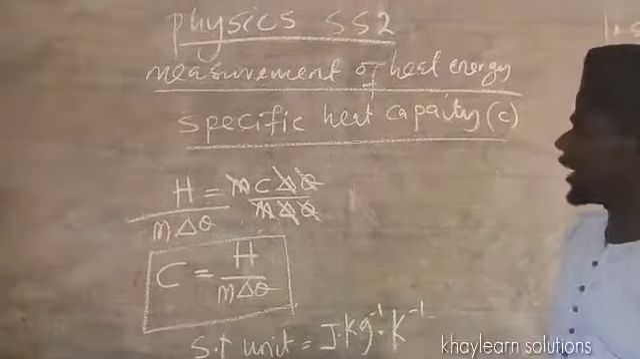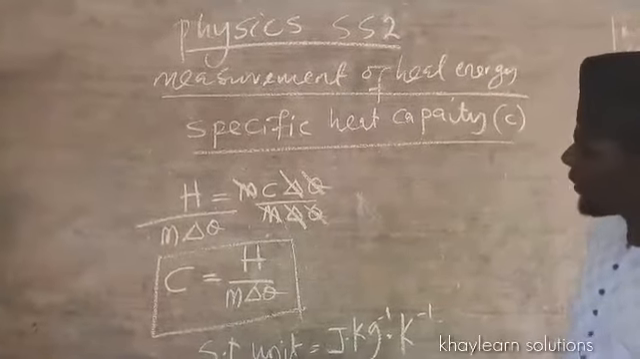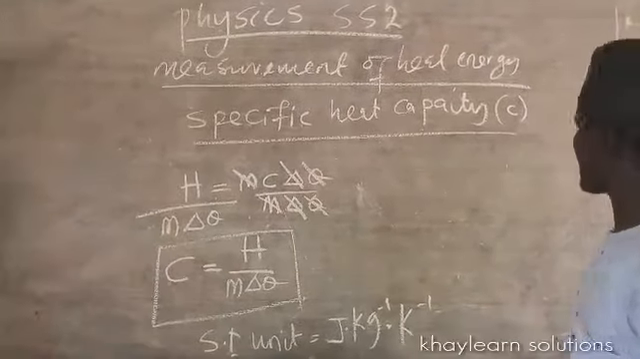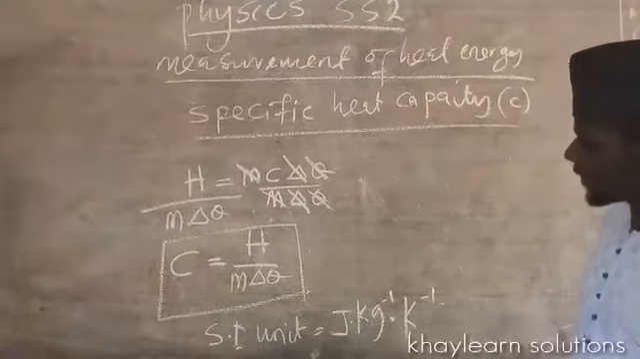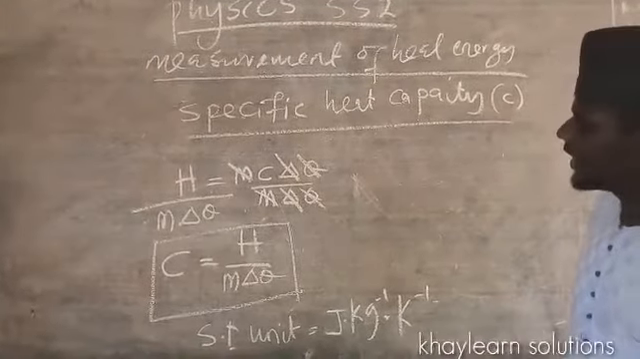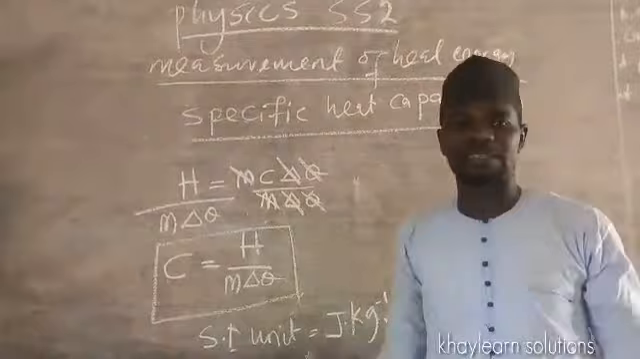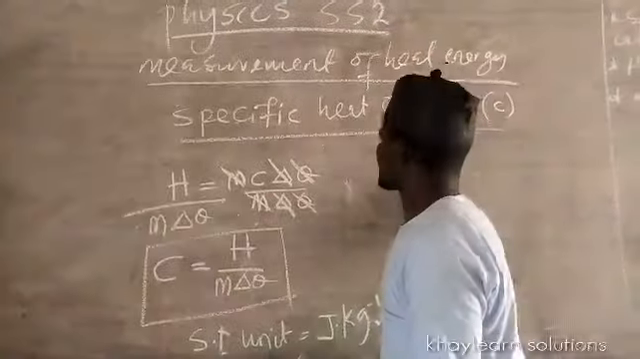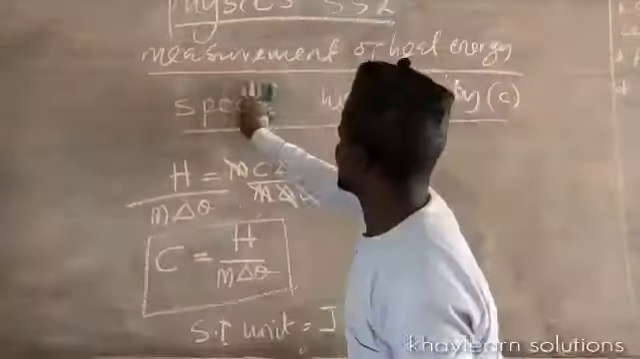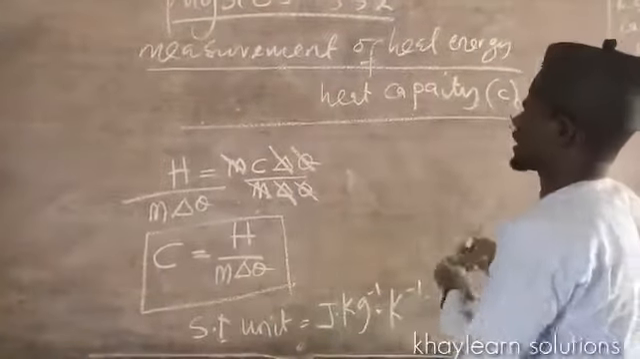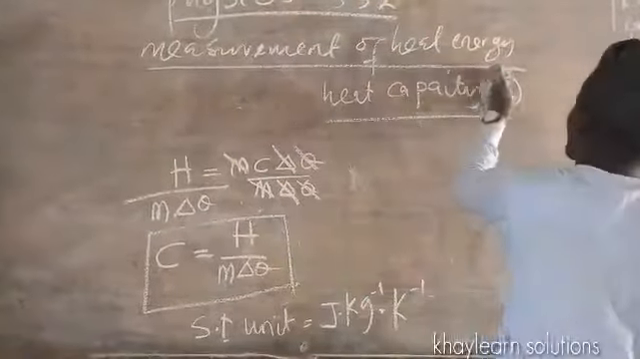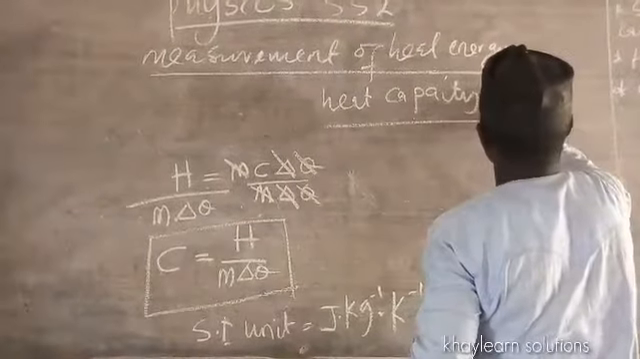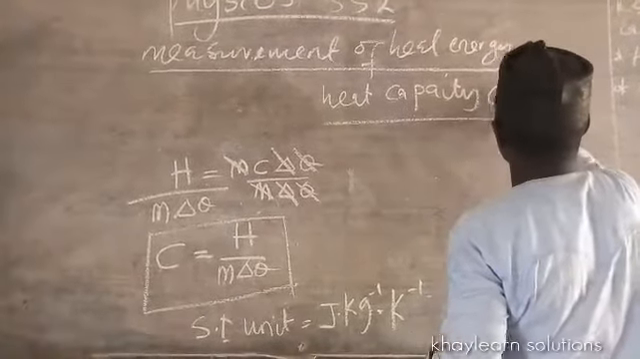Now we have some examples to solve under this very specific heat capacity, but before then, let us look at the heat capacity itself. Remember, they have differences. Specific heat capacity and heat capacity are two different things. Let's see how we can get the difference between specific heat capacity and heat capacity.